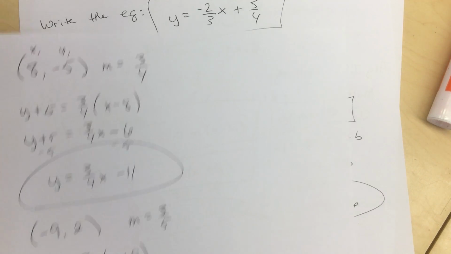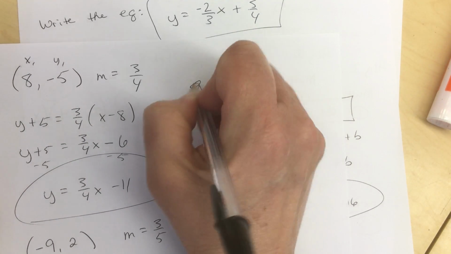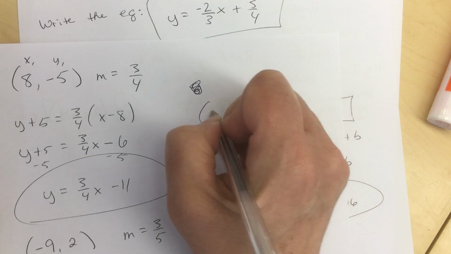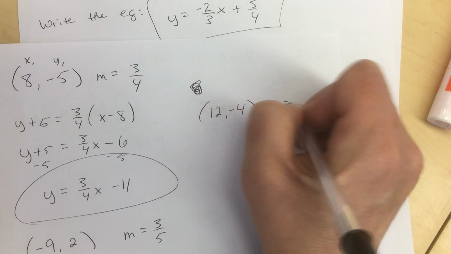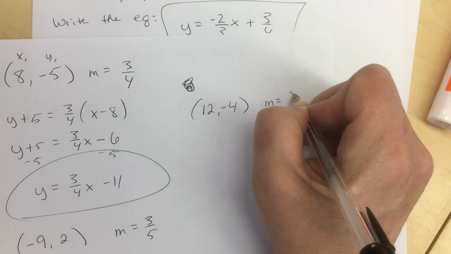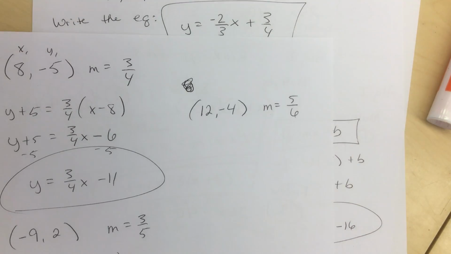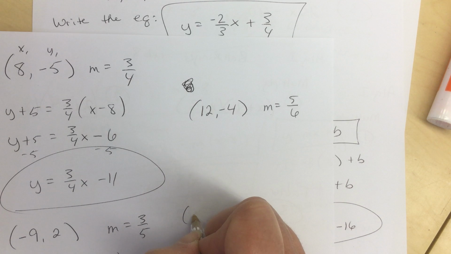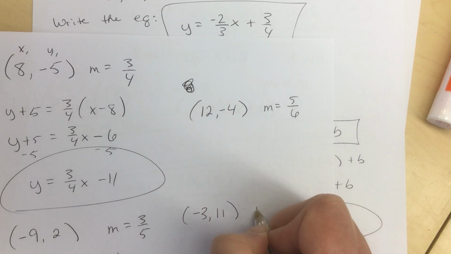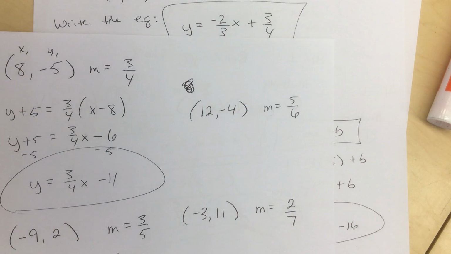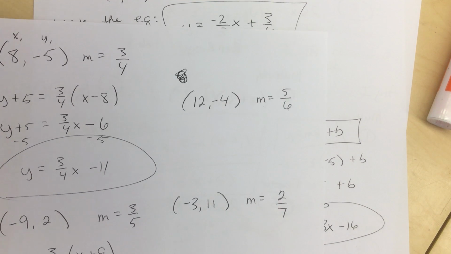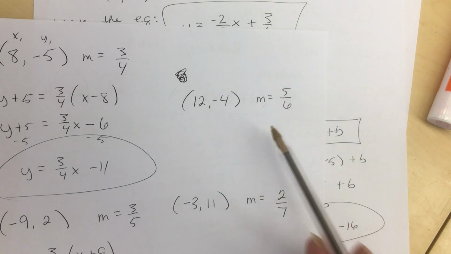Okay? So let me give you guys a couple to do. Let's say it goes through (12, -4), and let's say the slope is 5/6, and do (-3, 11), and the slope is positive 2/7. Okay? So if you're watching these videos, pause the video and try to do those.